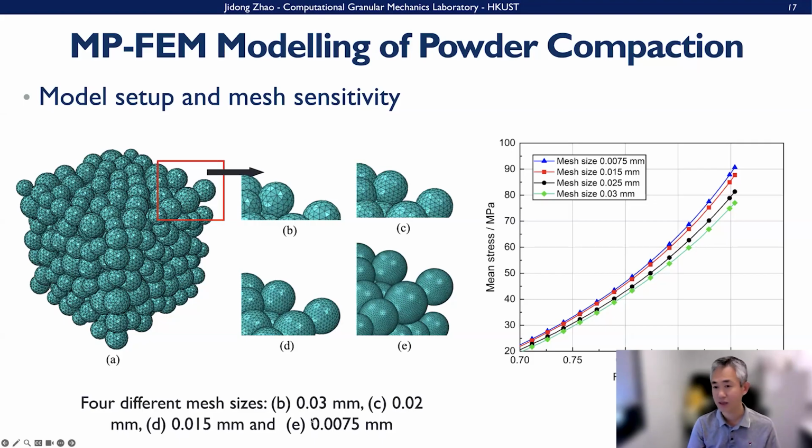We use 4 different meshes, and then we do this mesh sensitivity study. As the mesh becomes finer, the response will gradually converge. Of course, by the end you still have room to improve, but just for demonstration purposes, in the isotropic compression it will converge to a certain stress-strain relation, stress-density relationship. And in the following study, we're going to choose this finest case just for demonstration.